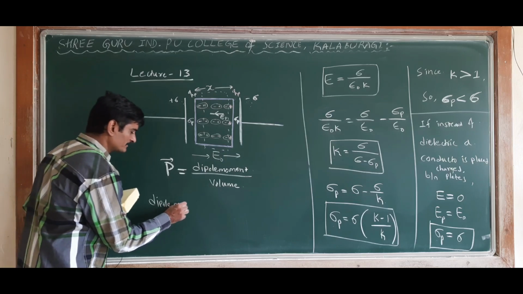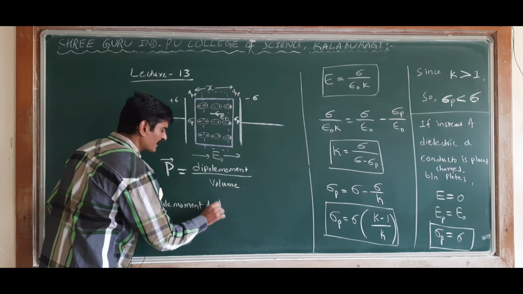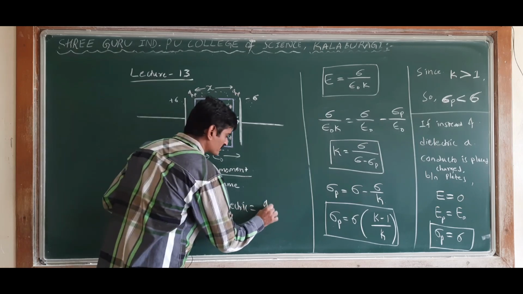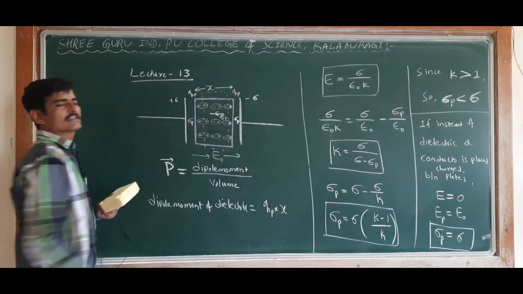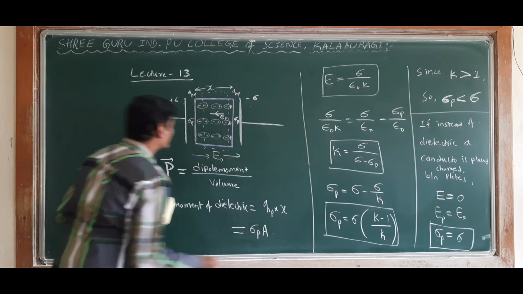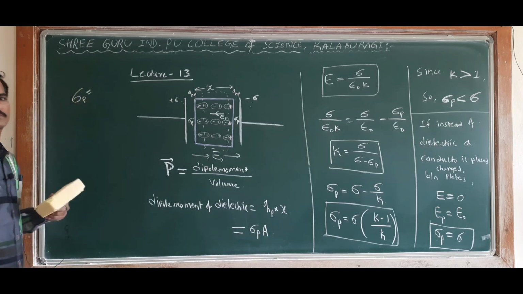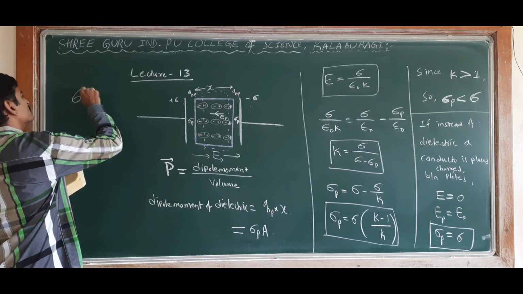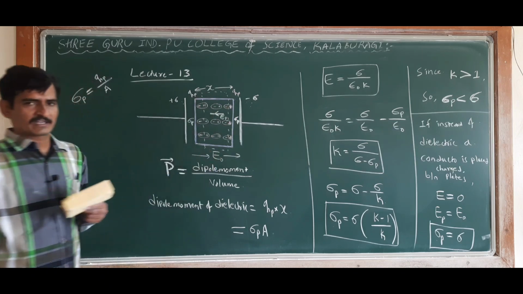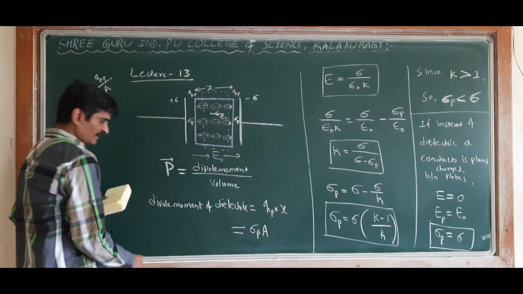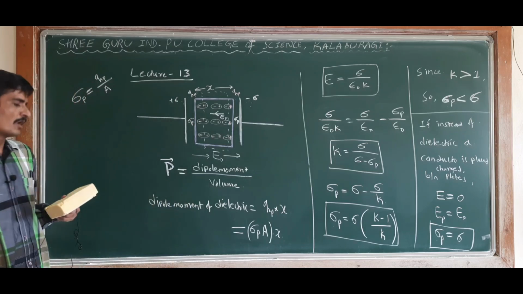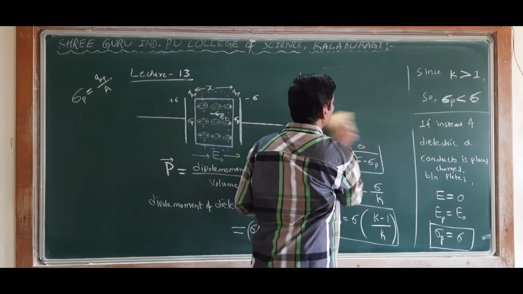So the dipole moment of the dielectric is given by charge into the distance between the charges. The distance between the charges we have taken as x, and the charge is sigma p into A, because sigma p is the surface charge density of the induced charge, which is induced charge divided by area, where A is the area of the dielectric. So the dipole moment is sigma p into A into x. A into x is nothing but volume, that is area into length.